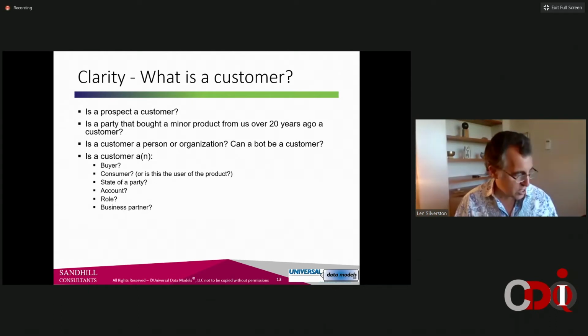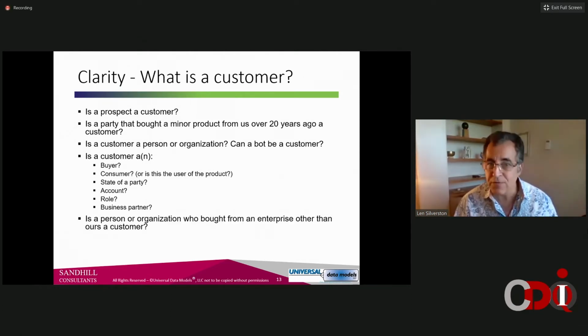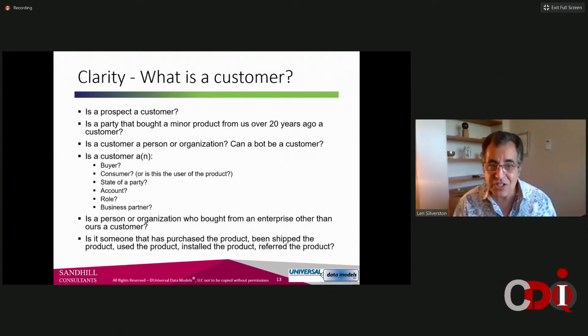So is a customer a buyer, a consumer? Is it the state of a party, of a person or organization? Is a customer some account? Is a customer a role? Is a customer a business partner? What is a customer? Very, very important to define it. By the way, if they bought from another enterprise other than ours, are they a customer? Well, they're the customer of another organization. Is it someone who has not only purchased, but what if they have been shipped the product or used the product or installed the product or referred the product to someone? Are they a customer? So it is extremely important to define these basic terms with clarity.